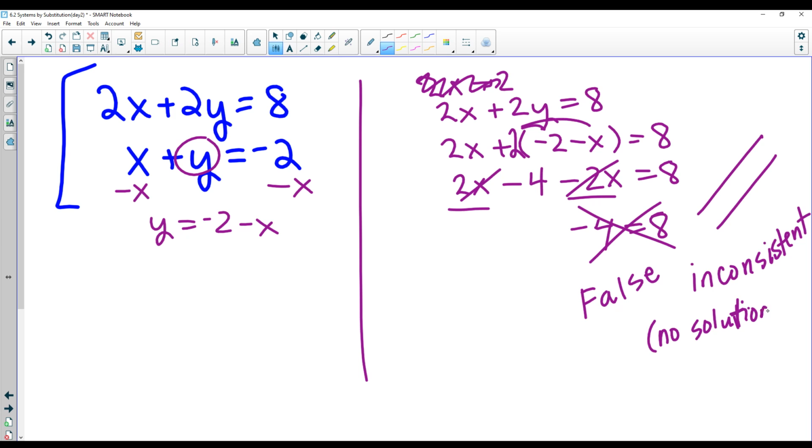So you solve just like normal. Okay, and you try to do your normal stuff, but if your variable cancels and it's gone, you decide, is it going to be true all the time, or will it be false all the time? All right.